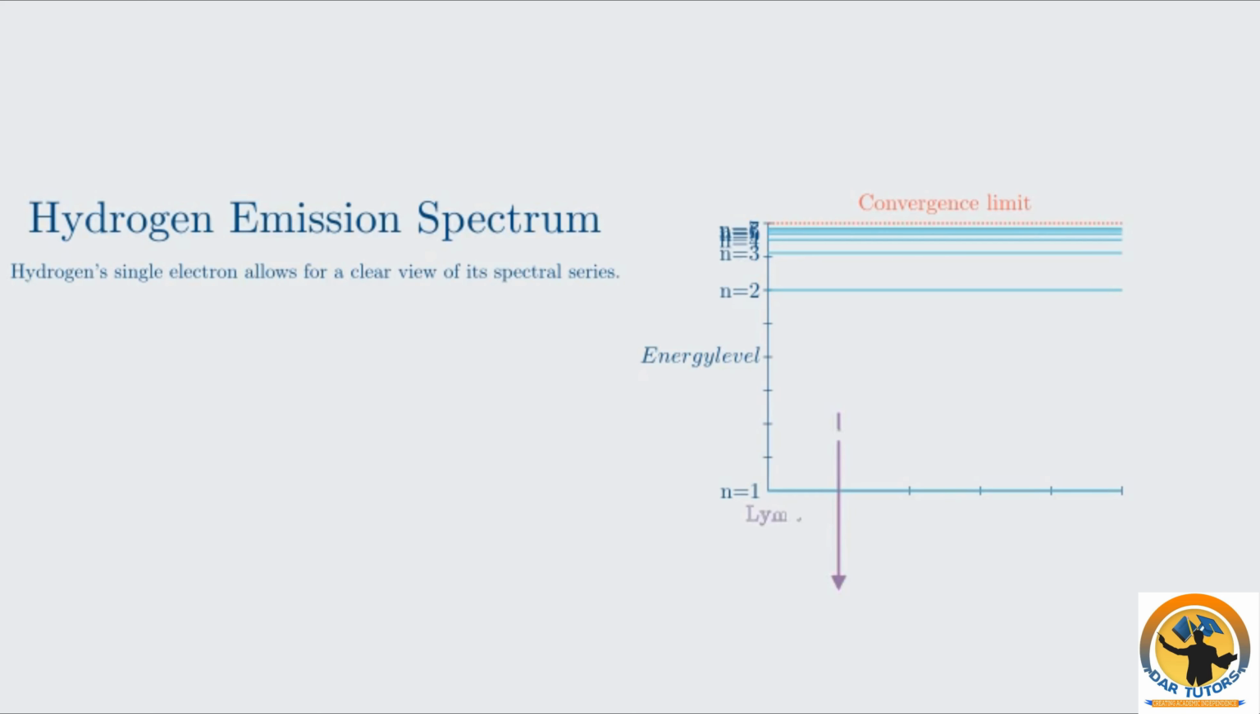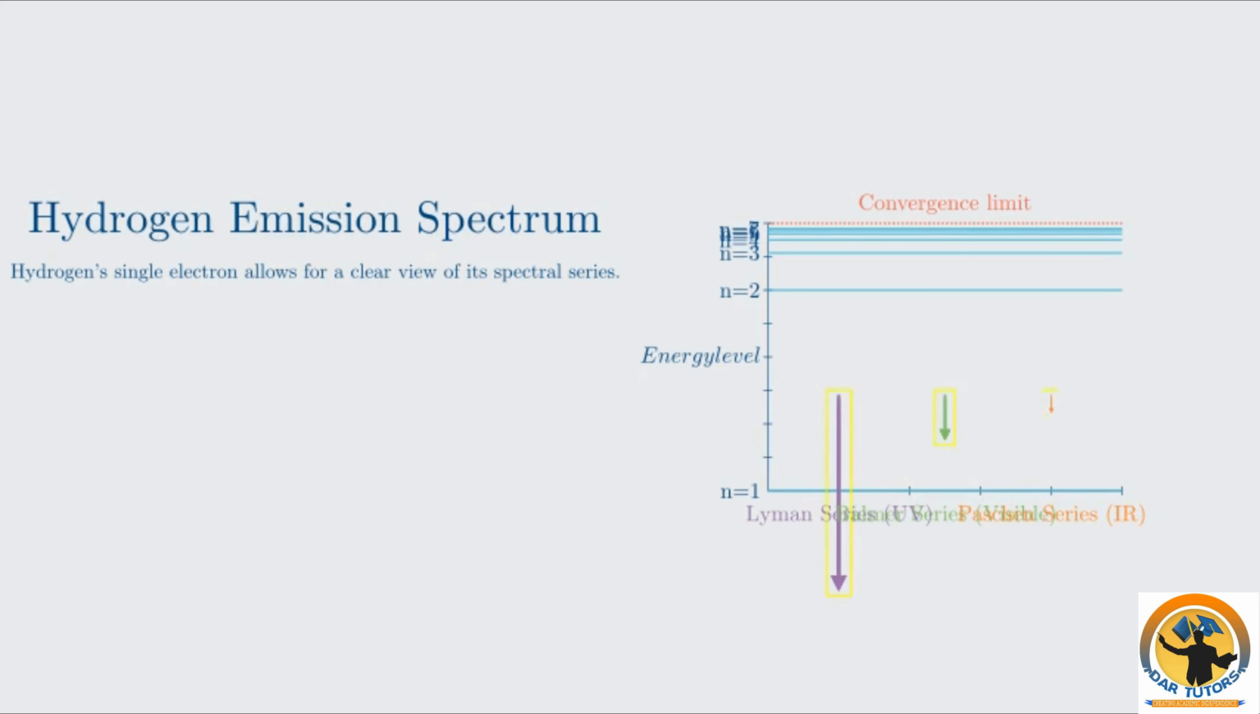Transitions where an electron falls to the first energy level, n equals 1, form the Lyman series, which is in the ultraviolet region. Transitions to the second level, n equals 2, form the Balmer series, which is in the visible region. And transitions to the third level, n equals 3, form the Paschen series, which is in the infrared.